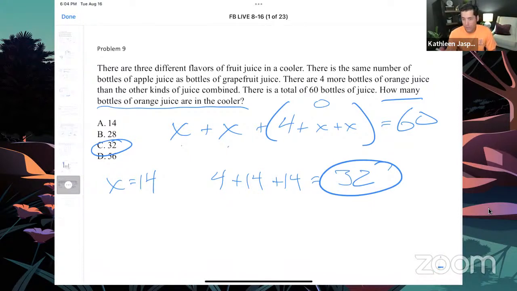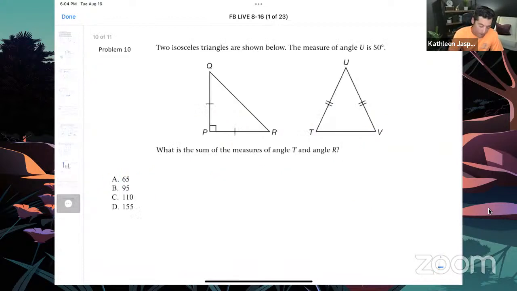2 variables, you need 2 equations. 3 variables, 3 equations, so on and so forth. Okay. All right. Last one. Little bit of geometry to finish it off.